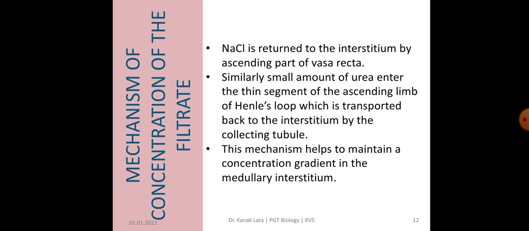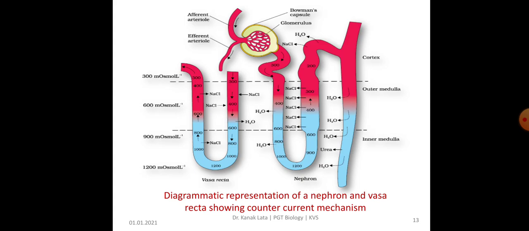Likewise, a small amount of urea enters the thin segment of the ascending limb of Henle's loop, which is transported back to the interstitium by the collecting duct. So this mechanism helps to maintain a concentration gradient in the medullary interstitium and helps in making the urine concentrated. This is the diagrammatic representation of a nephron and vasa recta showing counter current mechanism. You can observe the flow of filtrate in both is in opposite directions.